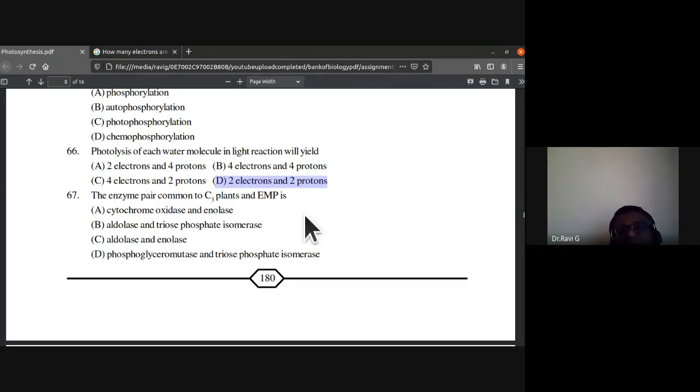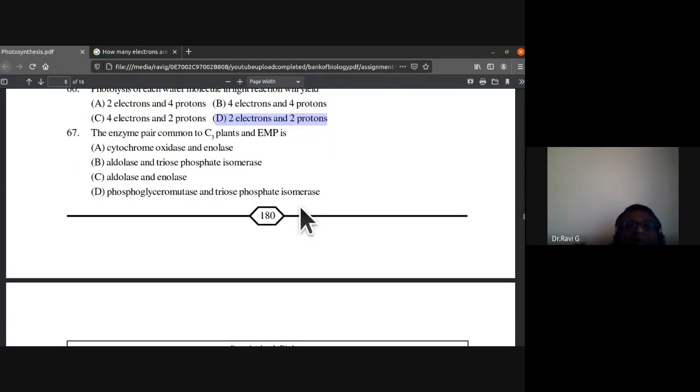Okay, the enzyme pair common to C3 plants and EMP. Which enzyme pair is common? EMP, that is glycolysis. Is it cytochrome oxidase and enolase, aldolase and triose phosphate isomerase, aldolase and enolase, phosphoglyceromutase and triose phosphate isomerase? Which one is common here? C3 plants and EMP. Cytochrome will not come. So aldolase and triose phosphate isomerase. So 67th, the answer is B.